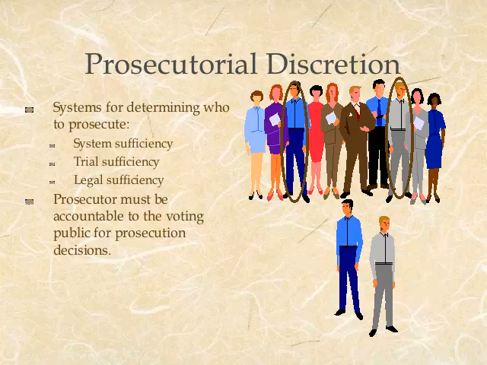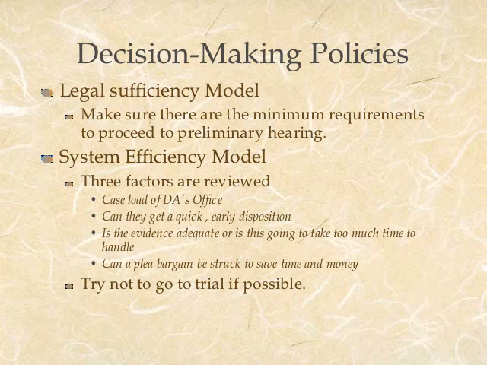Prosecutorial discretion. The prosecutor has to come up with different systems to determine who they're going to prosecute. The 3 systems we'll review are system efficiency, trial sufficiency, and legal sufficiency. The prosecutor also has to remember that they're responsible to the public for what they do, and that they could be taken out of office if they don't do the right thing. So, 3 models that we'll look at.